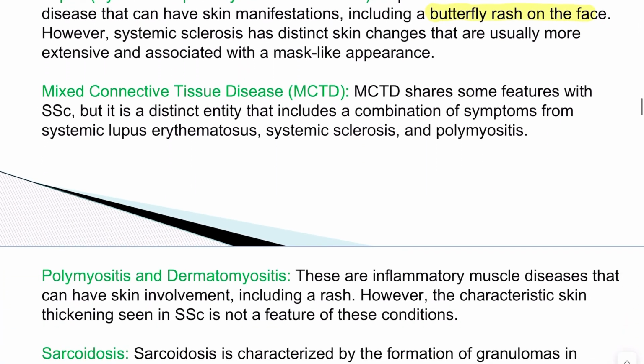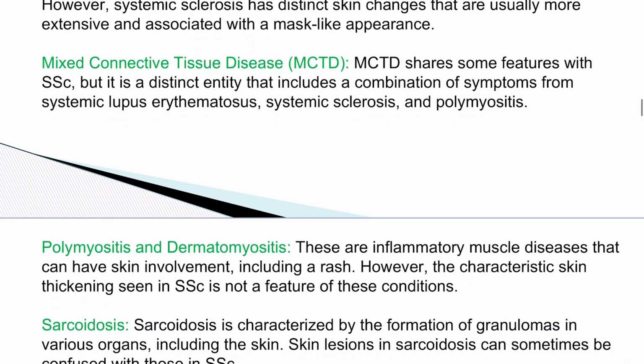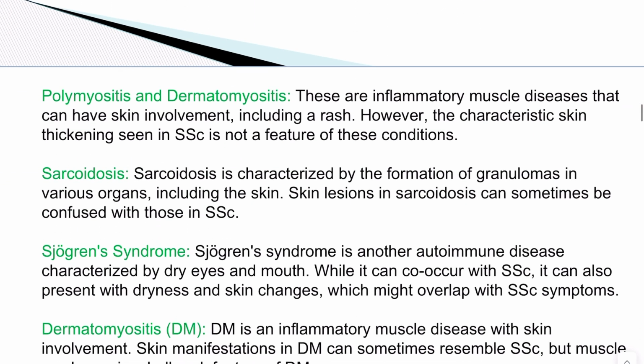Mixed connective tissue disease, well, it shares some features with systemic sclerosis, but it has a distinct identity and includes a combination of symptoms from SLE, systemic sclerosis, and polymyositis. Polymyositis and dermatomyositis, well, we know these are inflammatory muscle diseases that can have skin involvement, including a rash. However, the characteristic skin changes seen in systemic sclerosis are not a feature of this condition.